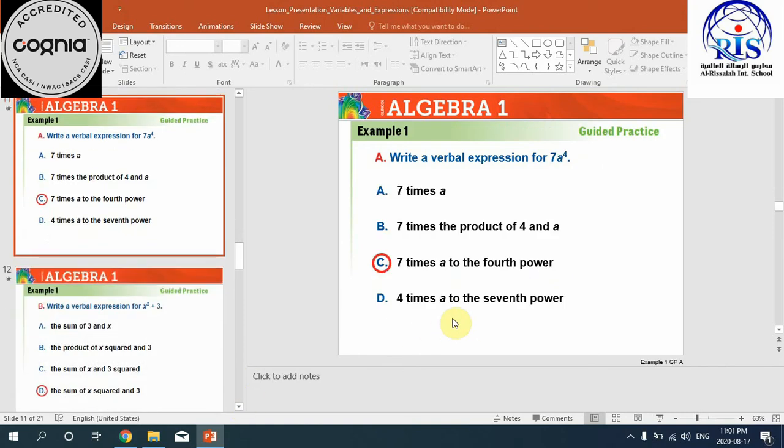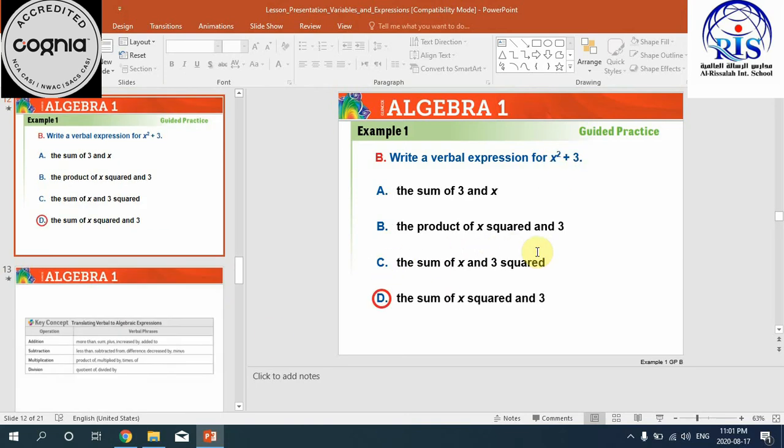Another example, write a verbal expression for 7a to the power 4. Between 7 and a we have multiplication. I can say 7 times a to the fourth power. This is the answer. It's very simple, and I think you took it in grade 6.